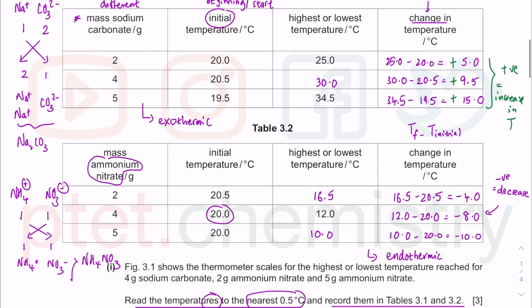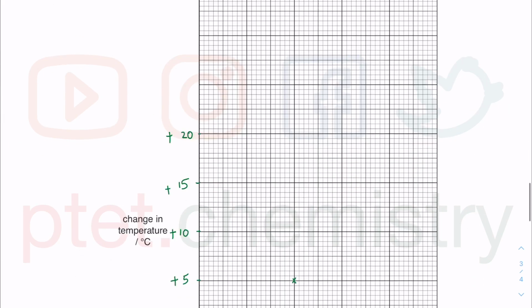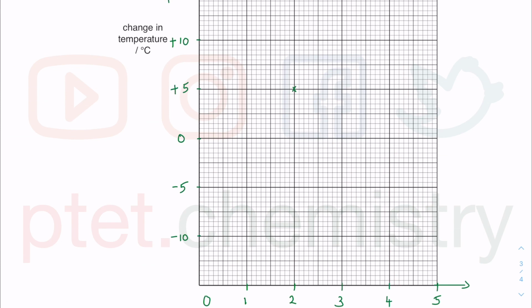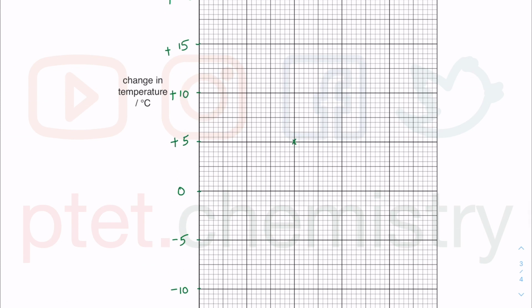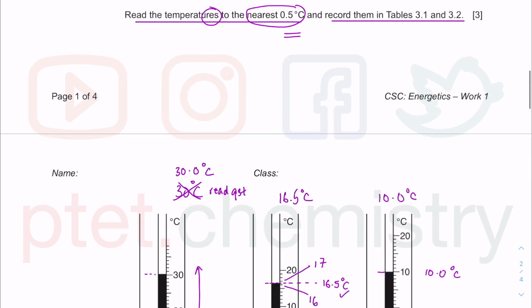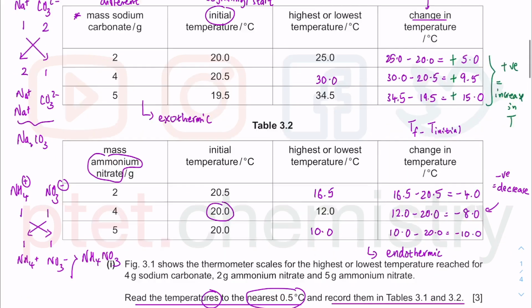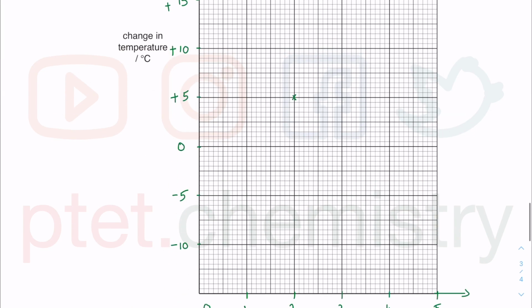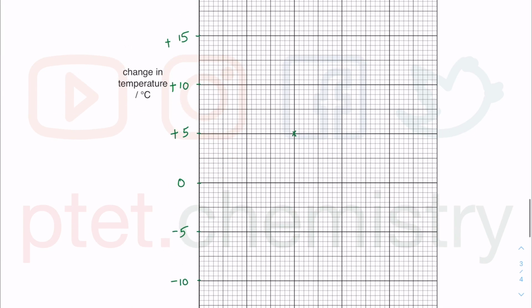Next up, I have 4 gram giving me 9.5. So this is 5 and 10, which means this is 6. Every 2 squares is 1. Was it 9.5 or 9 just now? I forgot already. 9.5 for 4 gram. So this is 5, this is 6, 7, 8, 9. 9.5 is just right there.